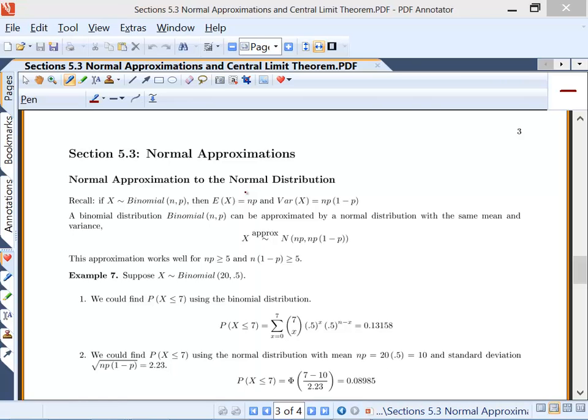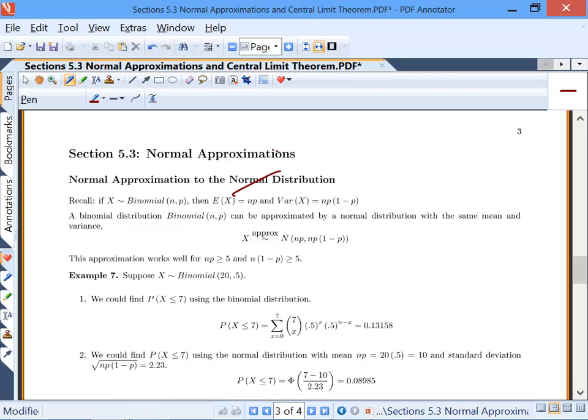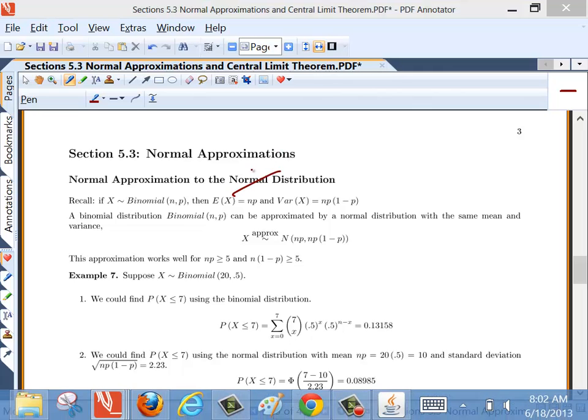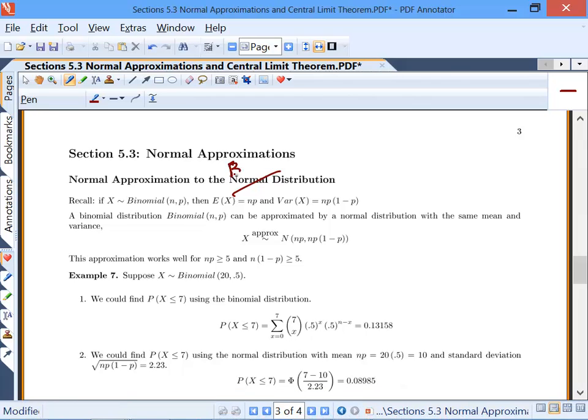Okay, there are more normal approximations than we're going to cover today, but we're going to start with the normal approximation to the binomial distribution.